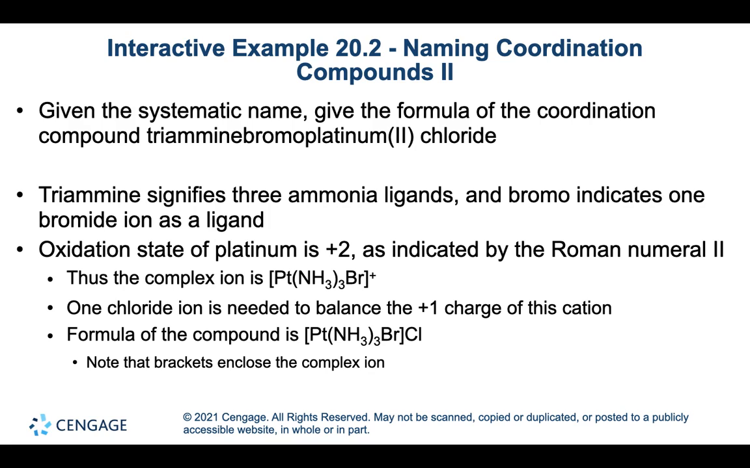Going the other direction, maybe we can figure out how to take apart a name. Triamine would mean 3 ammonias, bromo would be 1 bromine, platinum 2 would be Pt. So the complex ion would be [Pt(NH3)3Br]. The Pt would be +2 and the Br would be -1, so the complex ion would add up to +1. And then you would have 1 minus, a chloride, to go with it. So your formula would be [Pt(NH3)3Br]Cl.